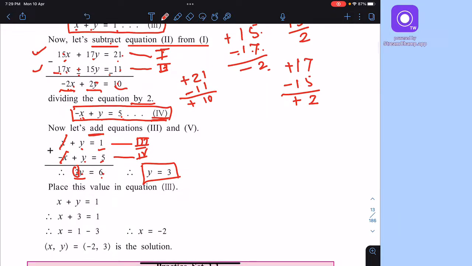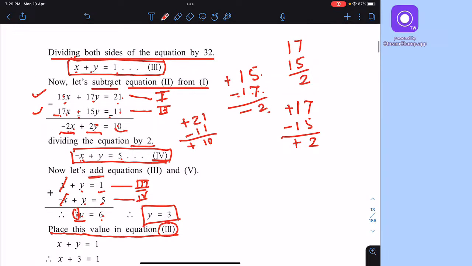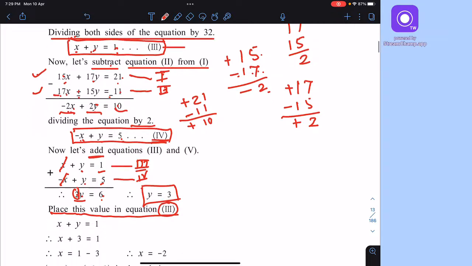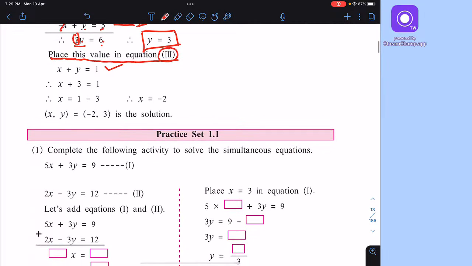Now you can substitute this value in any equation. They are saying equation 3. Equation 3 is what? This: x plus y is 1. This is equation number 3. There you are putting this value, y is equal to 3. So x plus y is equal to 1 is equation 3. They substituted the value y is equal to 3. So x plus 3 is equal to 1.